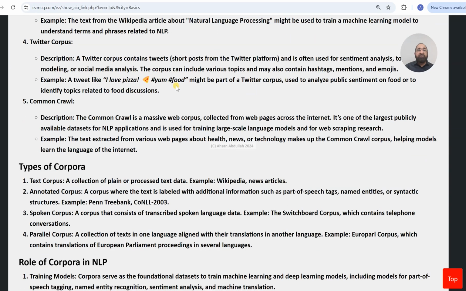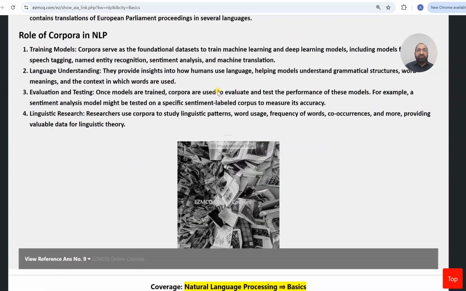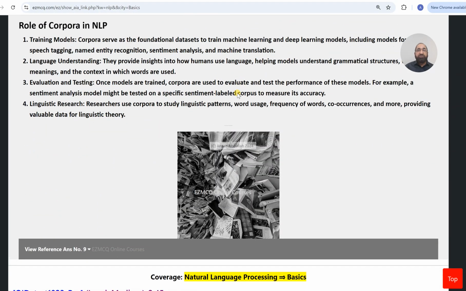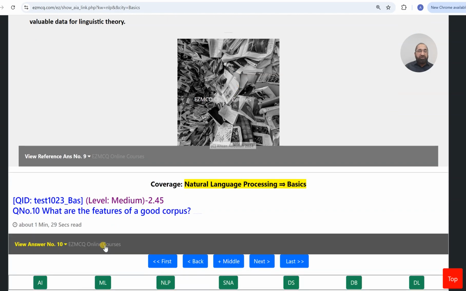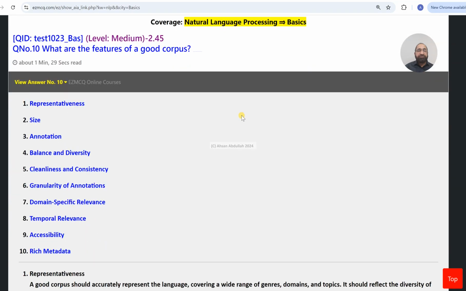And of course, then we have the Twitter corpus, which has its own tags, its own slang, and its own memes, and how to make the model train on all of them. So we have a kind of solution, but the scope of the solution is wide. So what are the features of a good corpus?